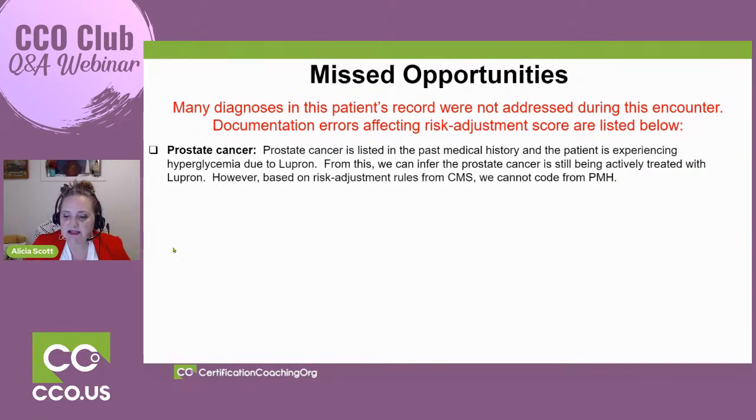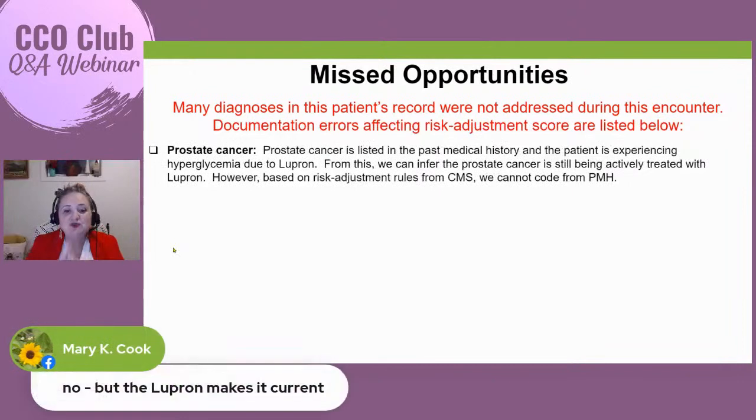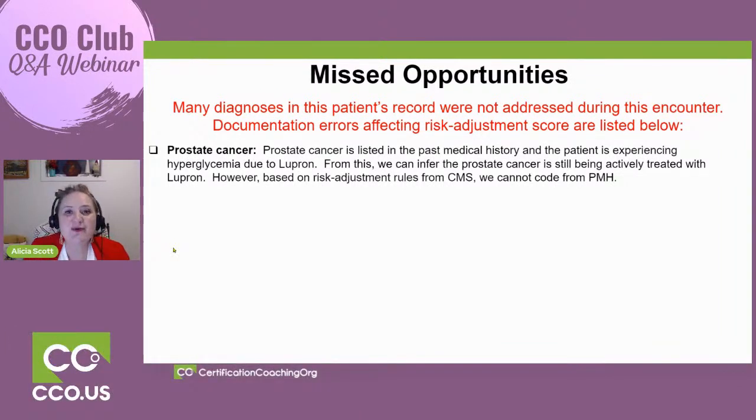Let's see. Mary says no, but the Lupron makes it current. Ding, ding, ding. Jane Spitfire, you get the gold star for the evening. Good catch. Now, what does this tell you about your ability as a risk adjustment coder to know medications and the disease process? If you didn't know that Lupron is a medication that men with prostate cancer are put on, then you would not think to even question that statement of history of prostate cancer.